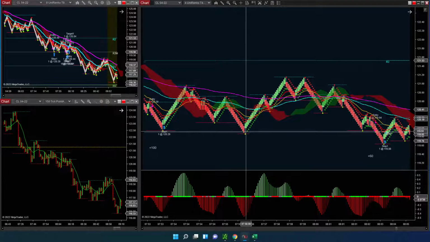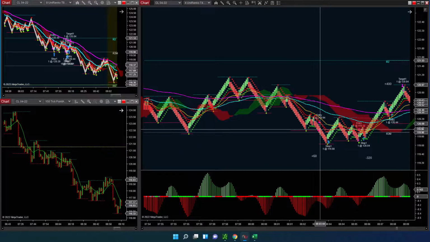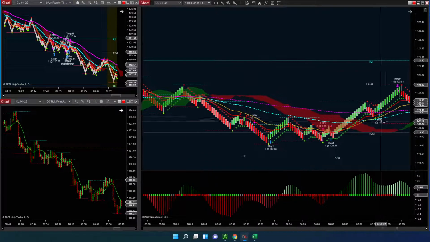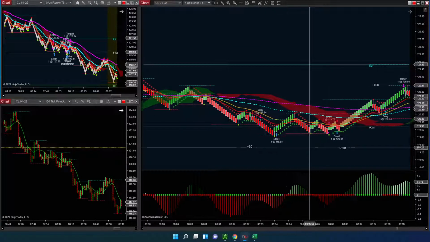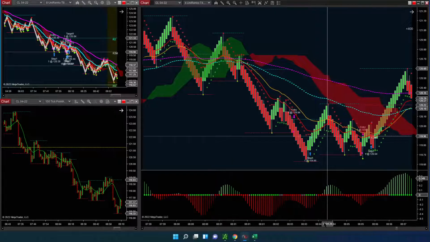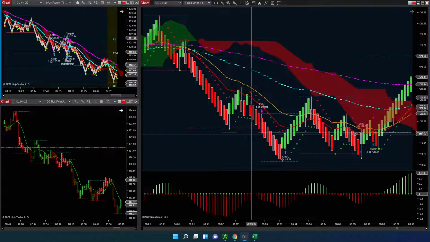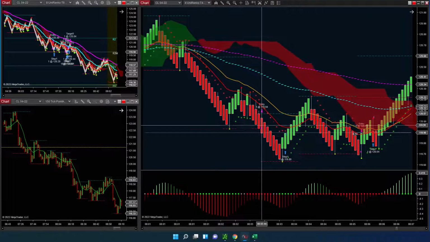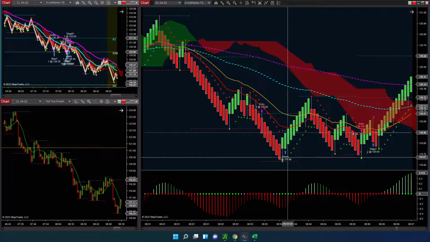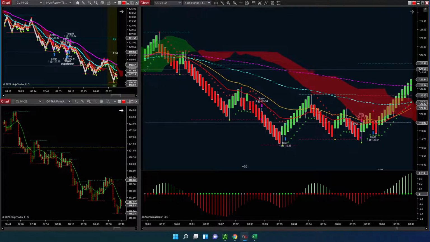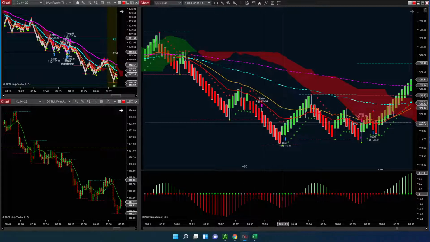Then it broke this pivot low right here, and so I took that entry right there. And this one was also a short-lived trade. It didn't make the target, but it gave me some profit. So here it is: 119.94 all the way to 119.88 when it reversed. So this one was $60 profit from there to there.